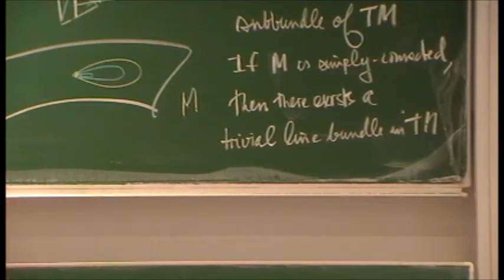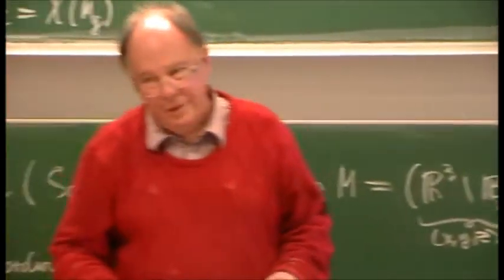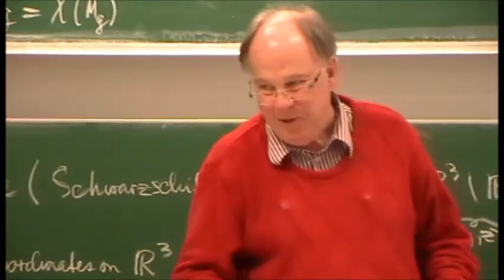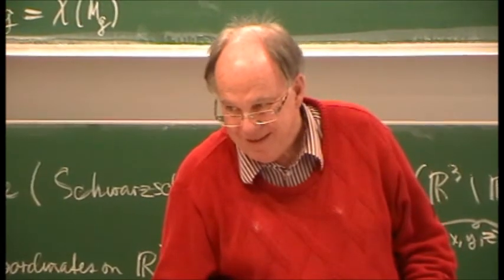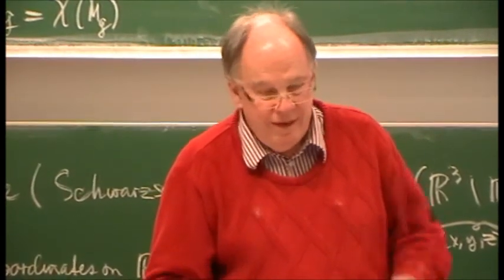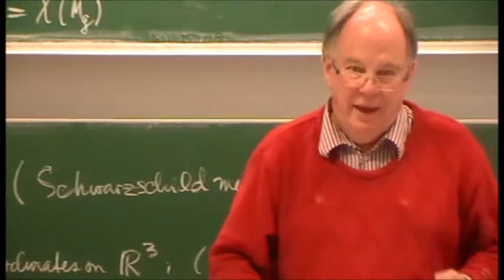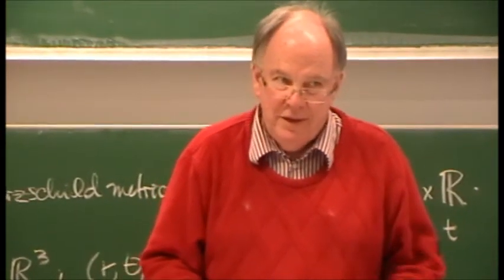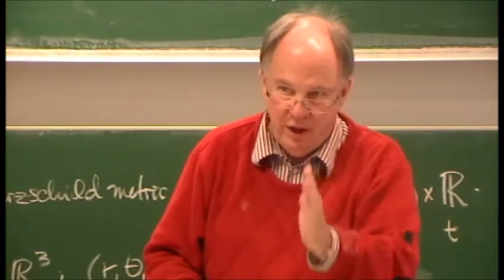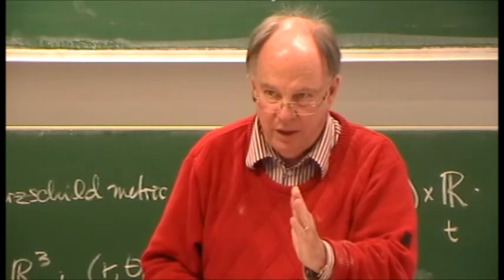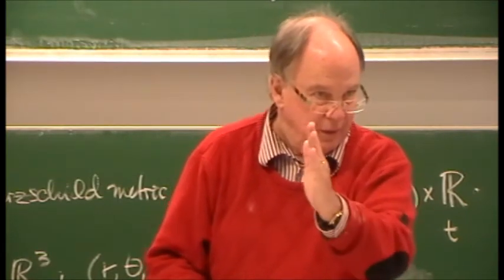I am sure that your physics professors say this in another way. I just don't know how they say it. Huh? Yes, about the cone of light. They have the cone of light and they have all these lines. If the manifold downstairs is simply connected, you find a trivial line bundle in the tangent bundle. Do you understand what I mean? It's really a trivial line bundle.